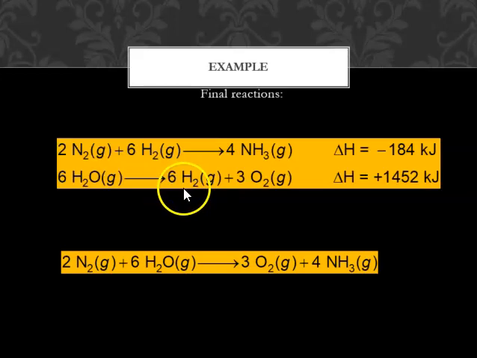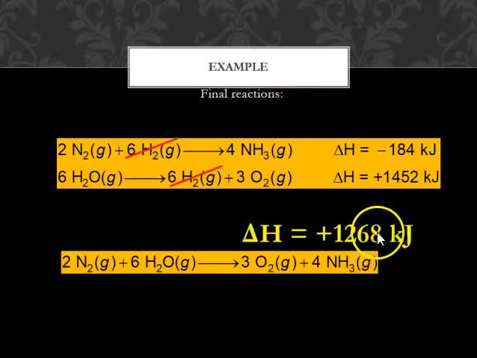now I've multiplied and flipped. When I add these up, you see the 6H2 cancel out, and what do I get? I get 2N2 plus 6H2O reacting to produce 4NH3 and 3O2. So this plus this equals this. This equation plus this equation equals this equation. Here's Hess's law: this delta H plus this delta H equals this delta H. Boom. That's how I do one of those problems.